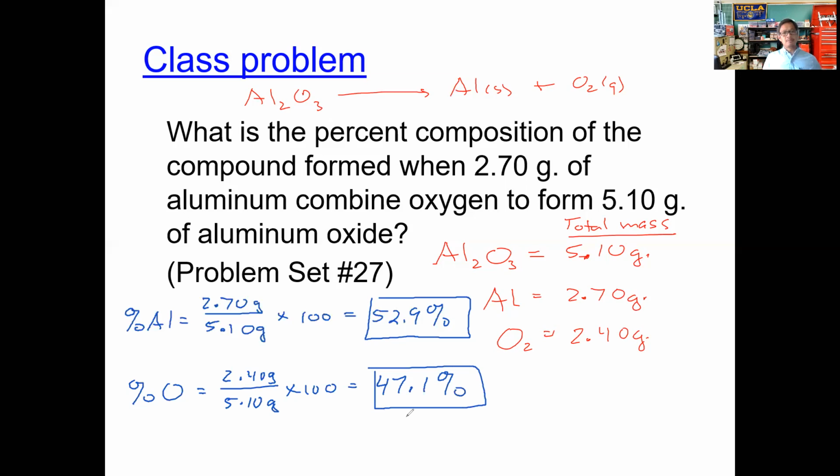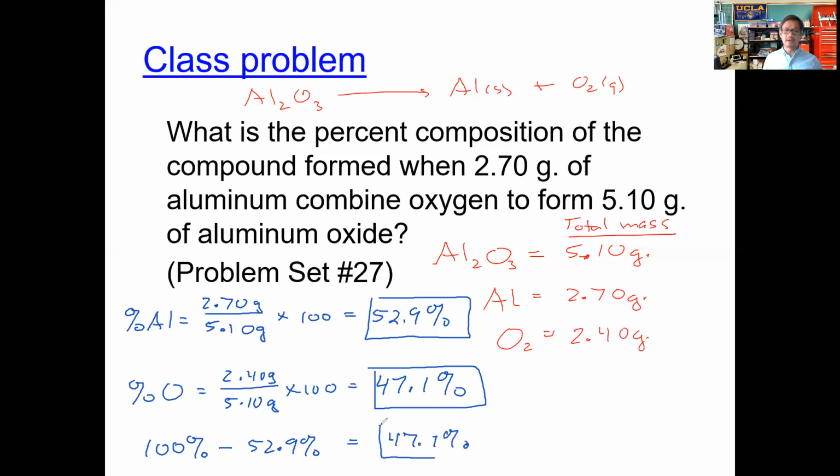Probably many of you will recognize that once we calculate the percentage of aluminum, we really don't have to do the second calculation, as long as we are aware that we only have two elements. If there are only two elements, then whatever the oxygen percentage is, which we calculated by taking the part of oxygen and dividing by the whole, we can also get by taking the percentage of aluminum and subtracting it from 100%. We take 100% minus 52.9%, and we end up with 47.1% as well.